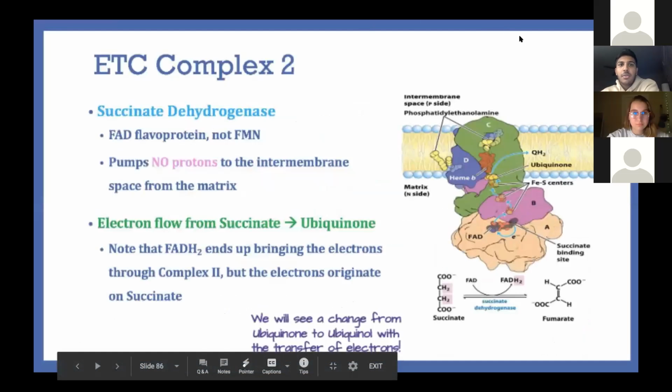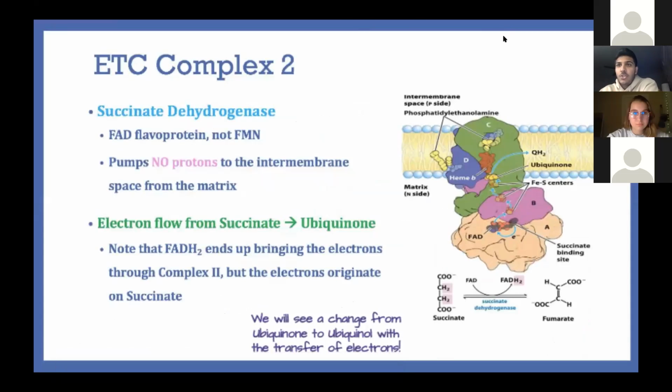Now for complex 2, something I want you to remember about the ETC in general, besides the final electron acceptor, is that complex 2 does not pump protons. That's probably one of the most important things. I've emphasized this in my SI sections, but I want you all to know that complex 2 doesn't pump protons. You'll see it on your exam. It doesn't pump protons at all.